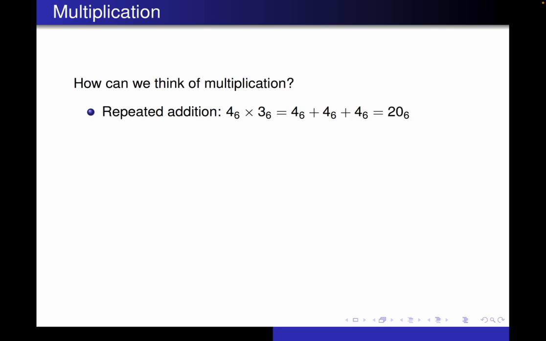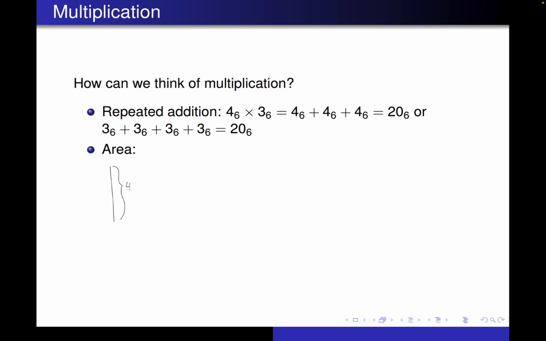Or instead of adding 4 three times, we can add 3 four times, and that again will give us 20 base 6. That gets a little bit harder for larger numbers, but for larger numbers, we can use what we call the area model.